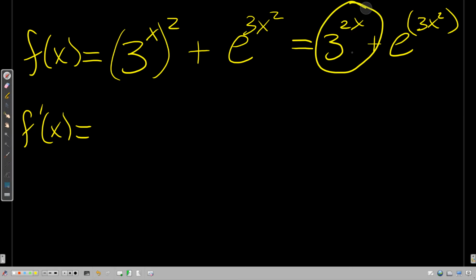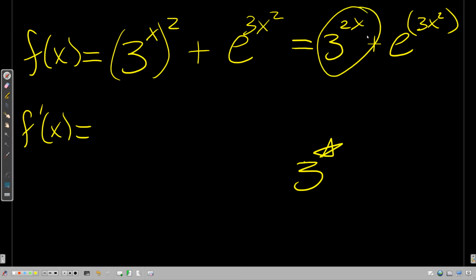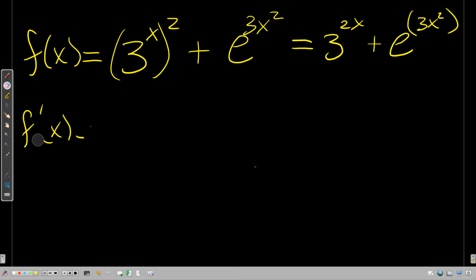This function here, the 3 to the 2x, is looking like something to the 2x power. Or excuse me, I misspoke. It's looking like a 3 to the some kind of something. That's the big picture on this function here. I would want the derivative of this. I shouldn't even call it f. Let's call this guy h.